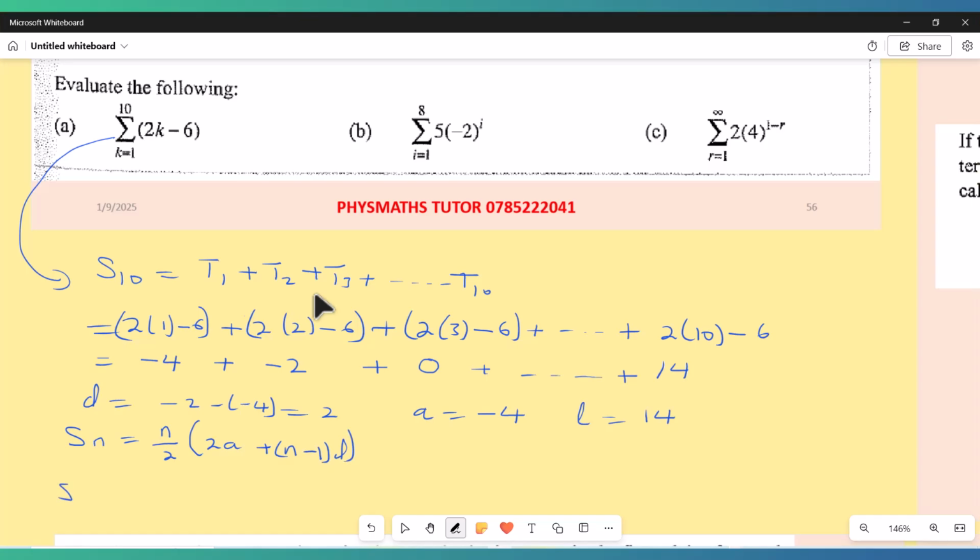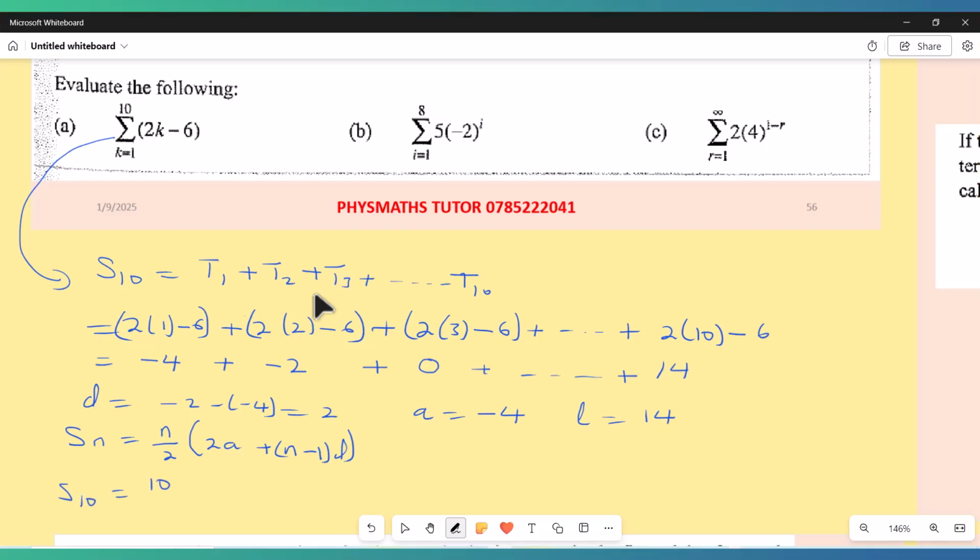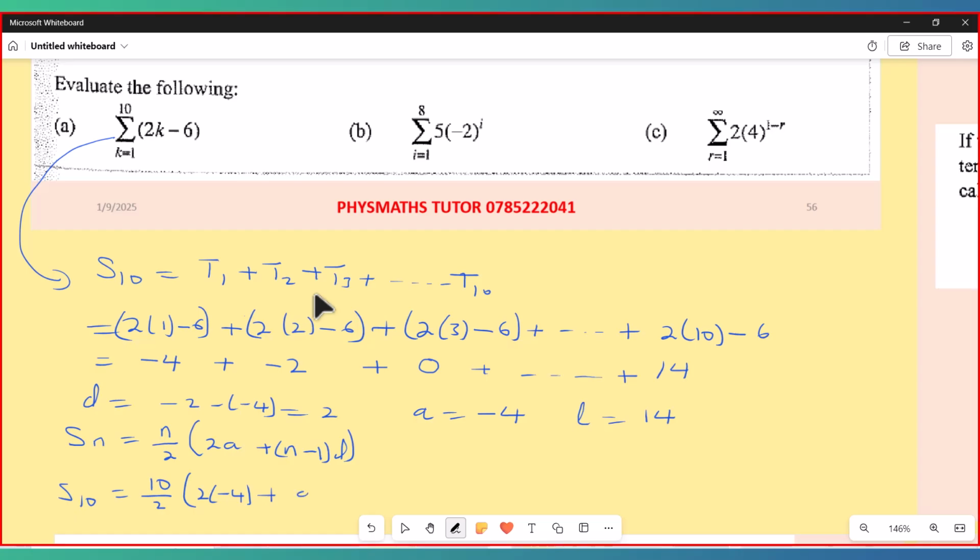So to get our sum of the first 10 terms, we're going to say 10 divided by 2, okay? Then 2a, what is our a? Negative 4. Our a was negative 4, okay? Then plus, what's 10 minus 1? You get 9. What about the common difference? It was 2.